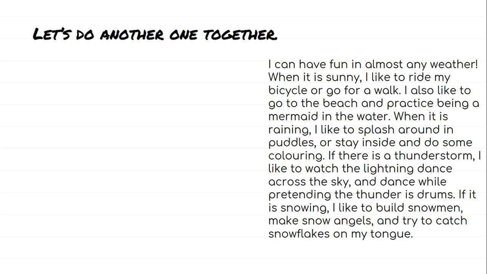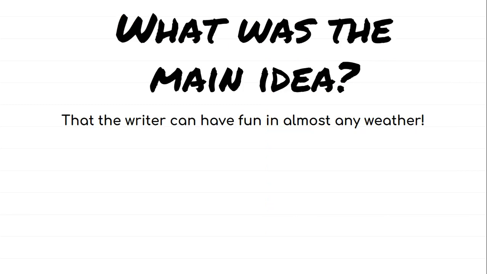So, what do you think the main idea in this story is? So we're going to look at the first sentence, I can have fun in almost any weather, okay? And the last sentence, I like to build snowmen, make snow angels, try to catch, okay, well that's about activities in the snow. So, the main idea was that the writer can have fun in almost any weather. So hopefully you got that right.